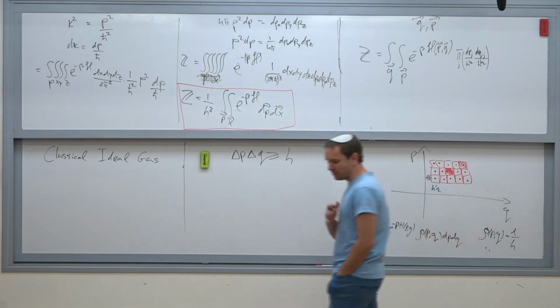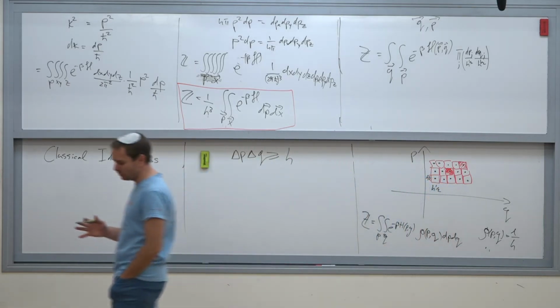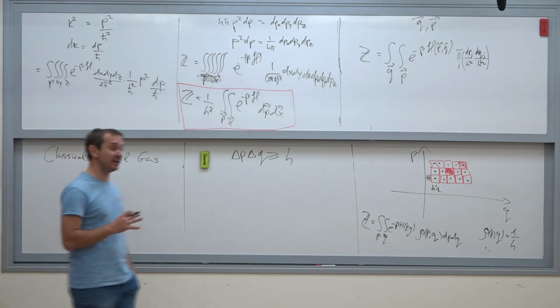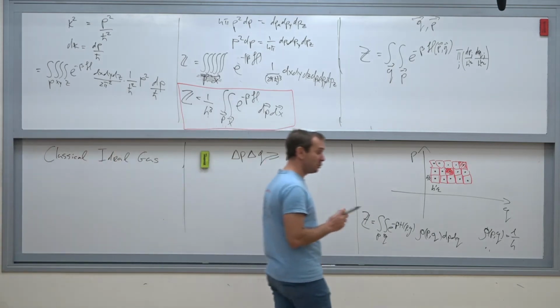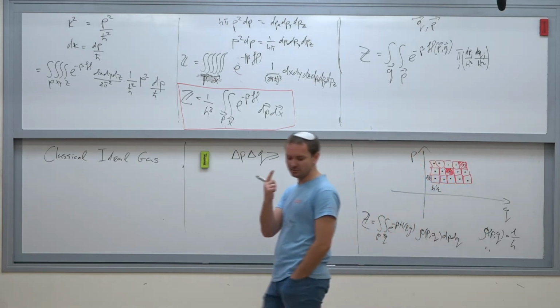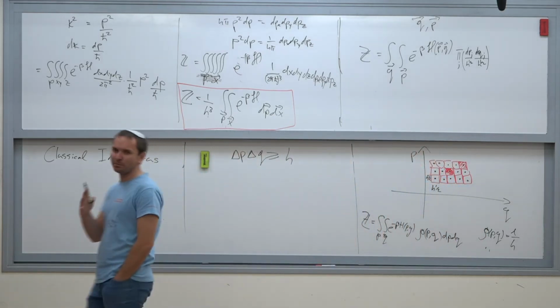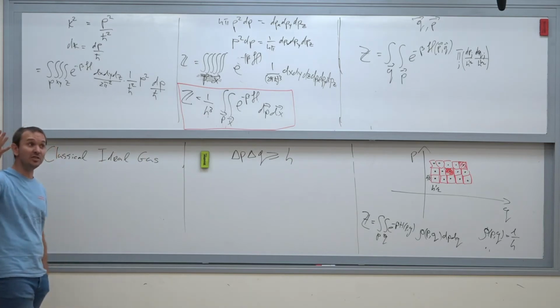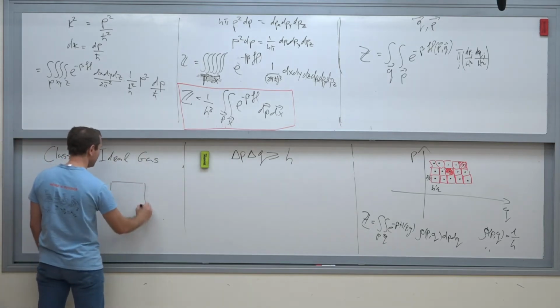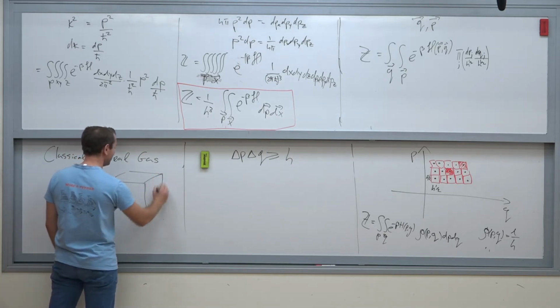So remember, the particles are not interacting, so the partition function factorizes. What we need to do is compute the partition function for one single particle, and take it to the power of N, which is the number of particles that we have in a box. So we have a box, and there are a lot of particles inside.